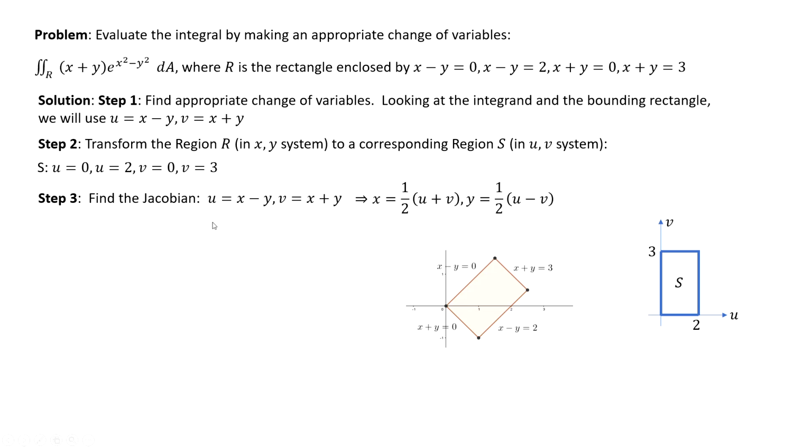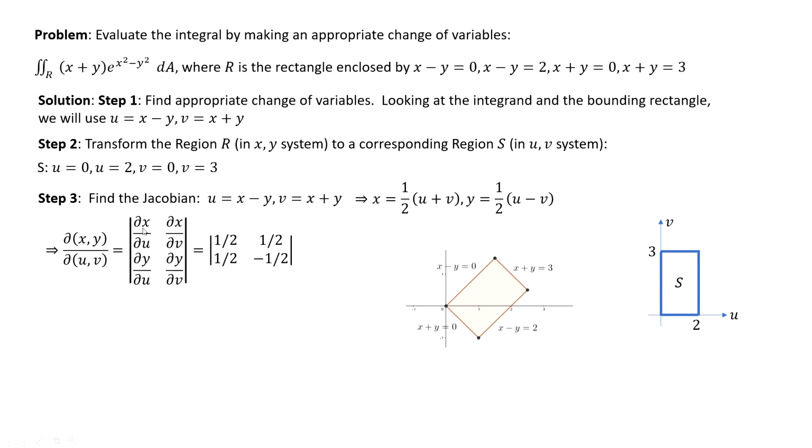Well, can you solve for x in terms of u and v? What if you were to add u plus v? Then negative y and plus y add up to 0 and you get a 2x. So 2x is u plus v, so x equals 1/2 of u plus v. Similarly, if you subtract, you get 1/2 of u minus v. That's y. So now we are ready for the Jacobian. Partial x with respect to u is 1/2 and so on. And this turns out to be negative 1/2.